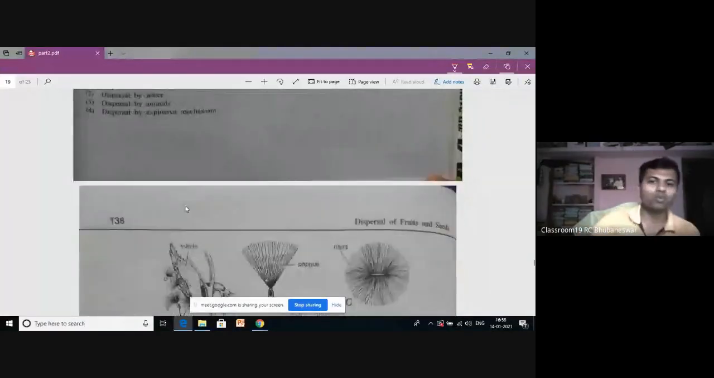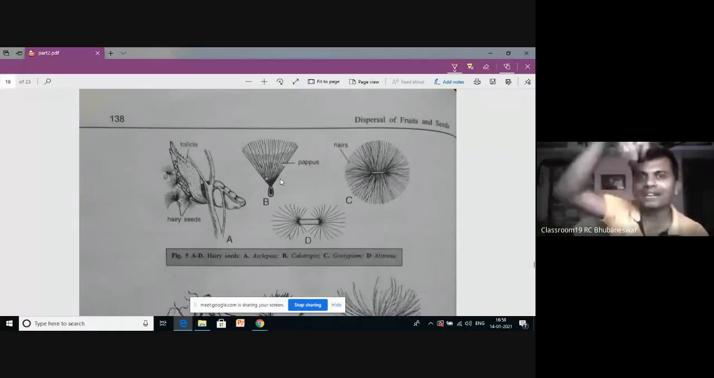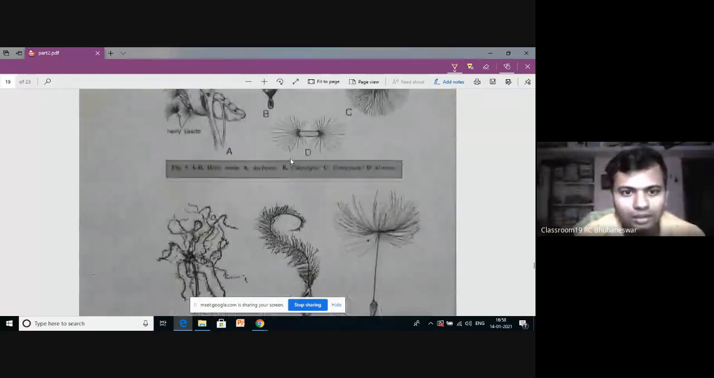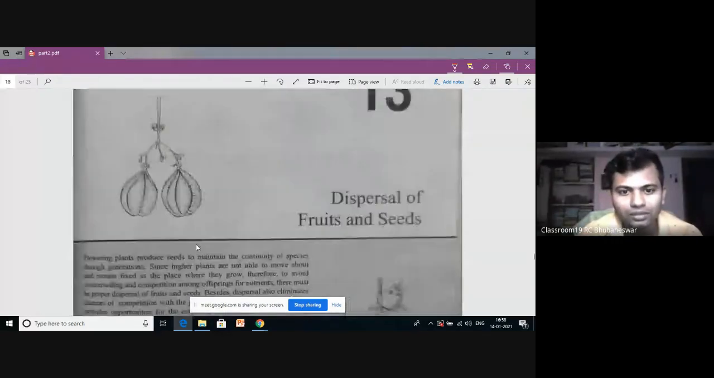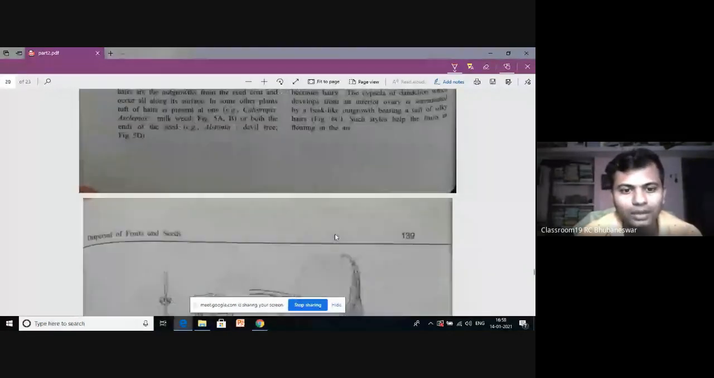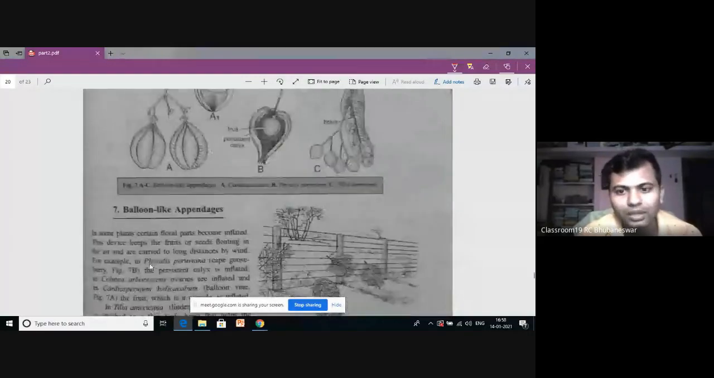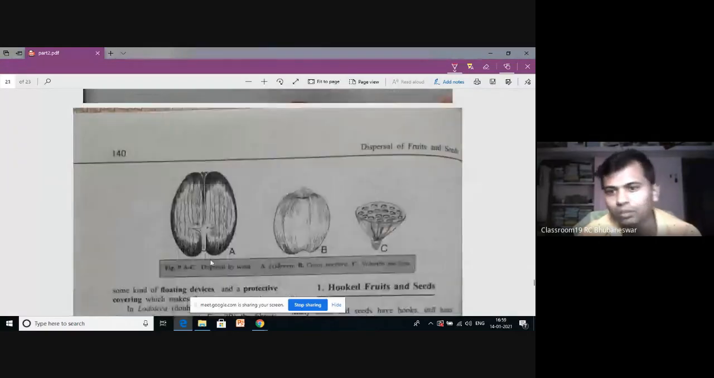The seeds that are dispersed by wind have a parachute mechanism. They have hairs, and by means of the hairs they can easily travel from one place to another place. Some have hairs, some have a persistent style. These are balloon-like appendages, a rolling mechanism, as in dispersal by water, hydrochory. All these are examples.